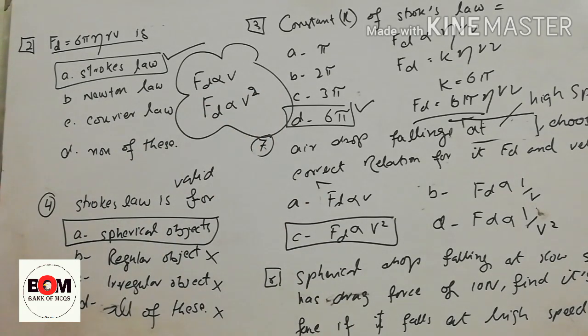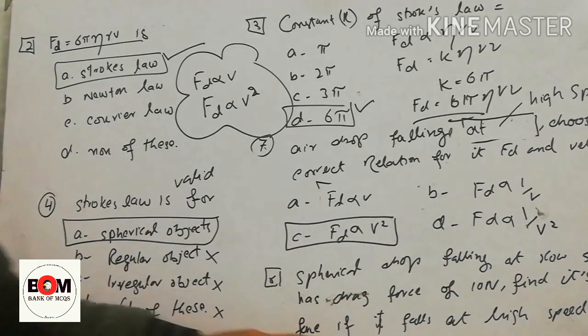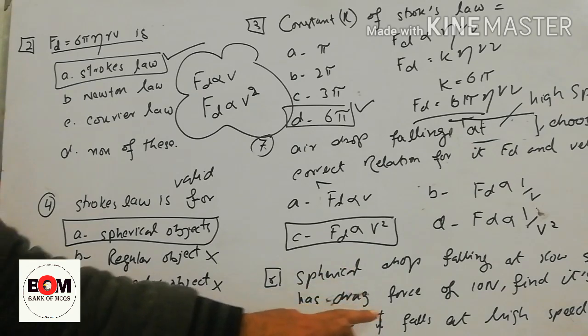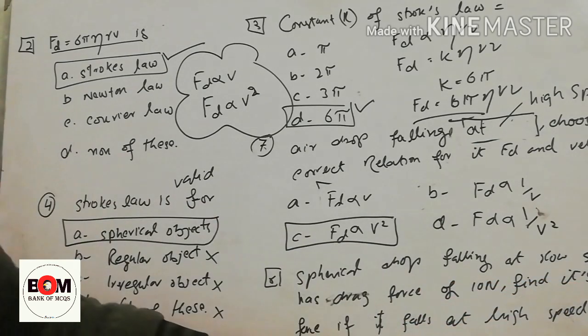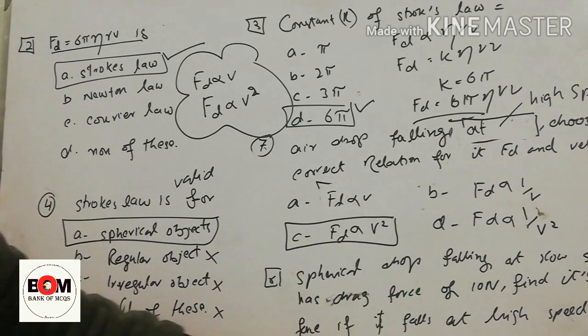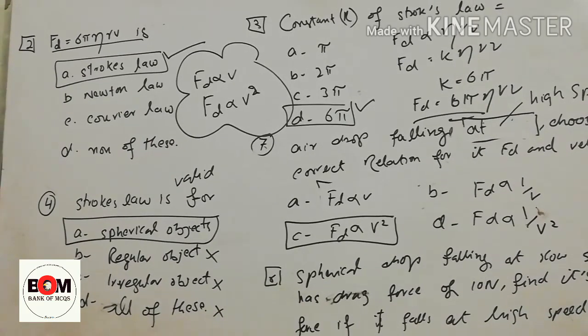MCQ number 6: a spherical drop falling at slow speed has a drag force of 10 Newton. So it's falling and Fd is 10 Newton. Find its force if it falls at high speed, like 4 times the initial value. So the solution will be like this.